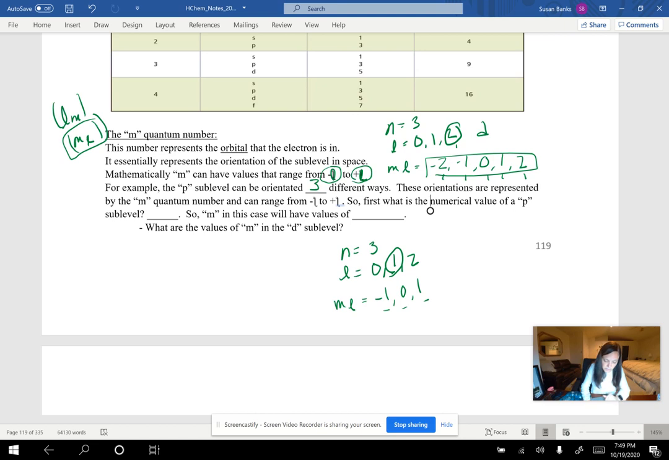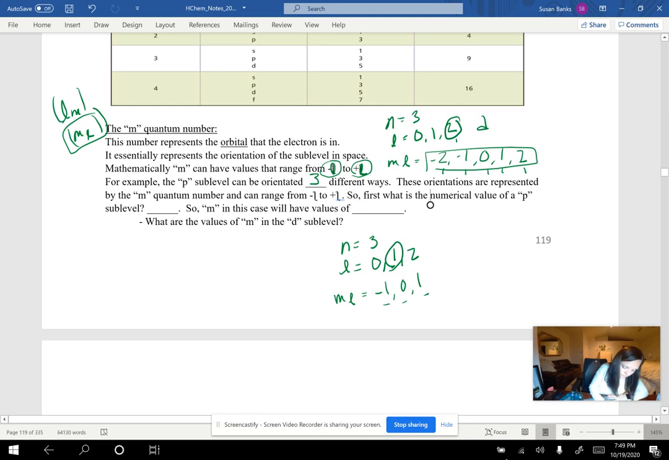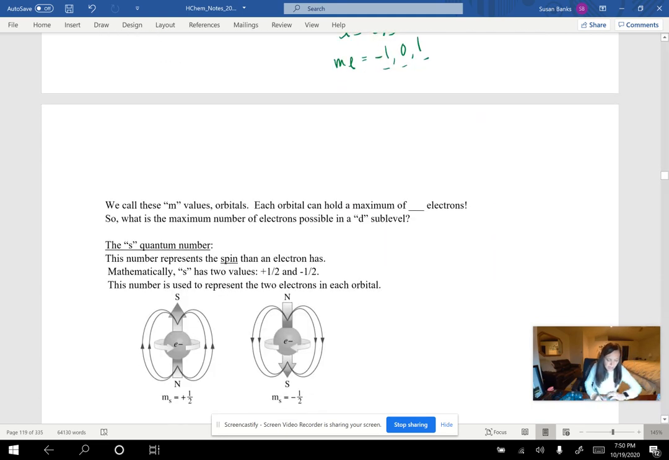So first, what are the numerical values for a p sublevel? For a p sublevel, L is 1, right? Our L number is going to be 1. So that means that M can have values of -1, 0, and +1. Okay, and we already did a d sublevel up here already. We call these M or M sub L values.